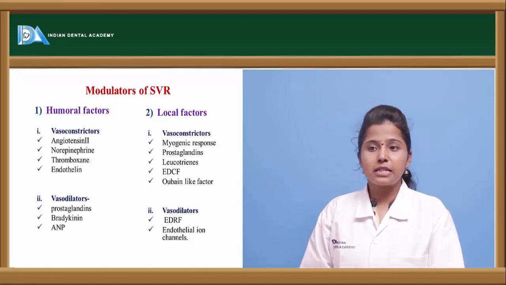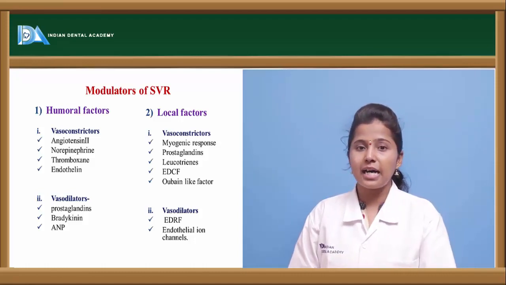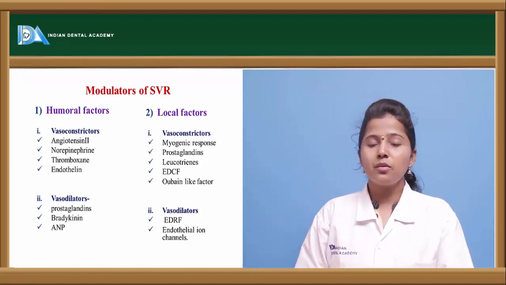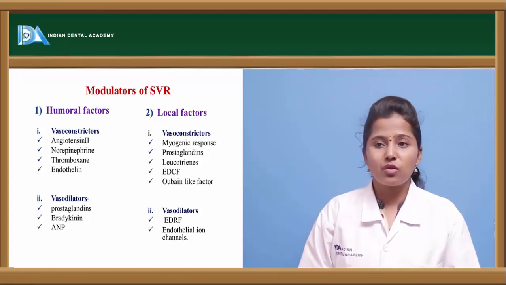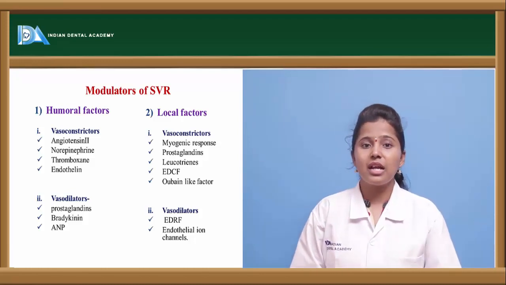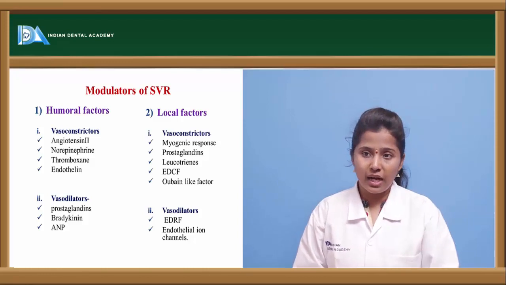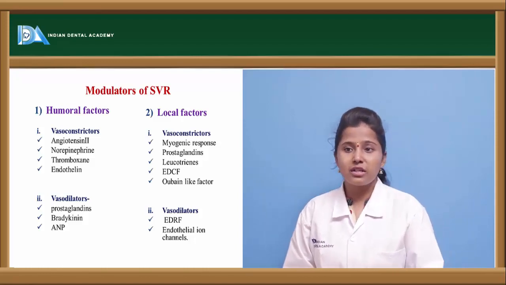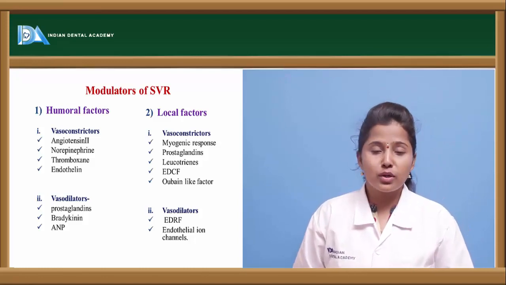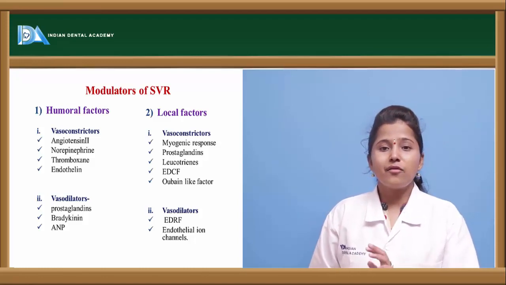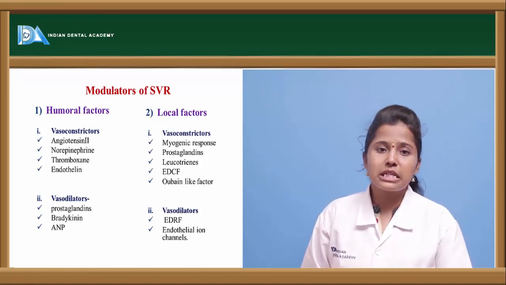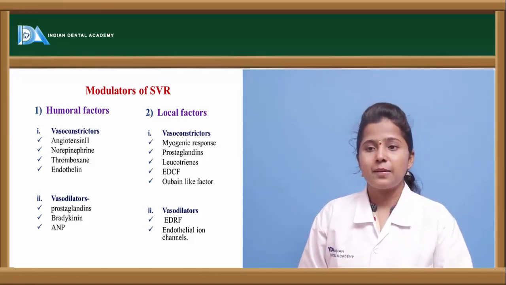So the modulators of systemic vascular resistance are two factors. Humoral factors are there and local factors are there. Humoral factors are nothing but vasoconstrictors and vasodilators. So vasoconstrictors and vasodilators influence the contractility of the heart. Vasoconstrictors like angiotensin 2, norepinephrine, thromboxane and endothelin are a few of the vasoconstrictors which influence the systemic vascular resistance.